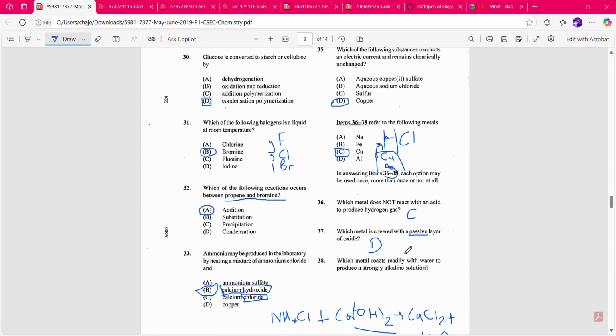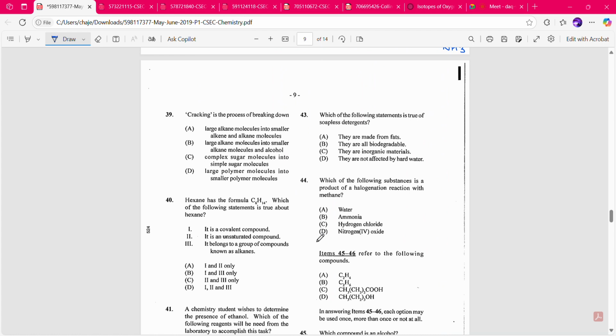38. Which metal reacts readily with water to produce a strong alkaline solution? Sodium. Strong alkaline solution. We know a strong base to be sodium hydroxide, and I'm going to go with sodium here.